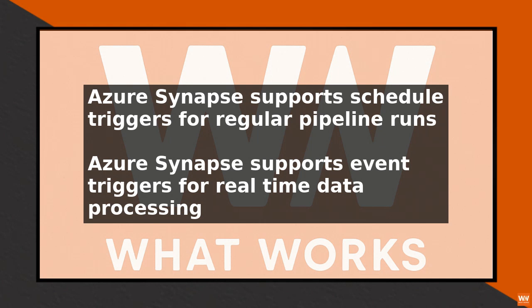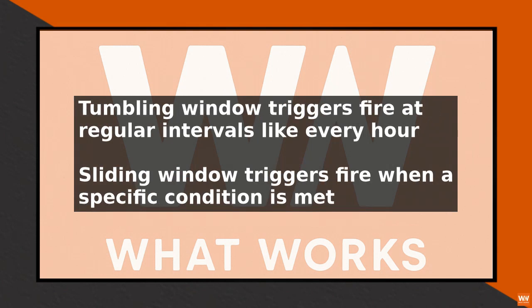When working with scheduled triggers, it's essential to consider the frequency and timing of your pipeline runs. For example, if you have a pipeline that loads data from an on-premises database, you may want to schedule it to run during off-peak hours to avoid impacting performance.